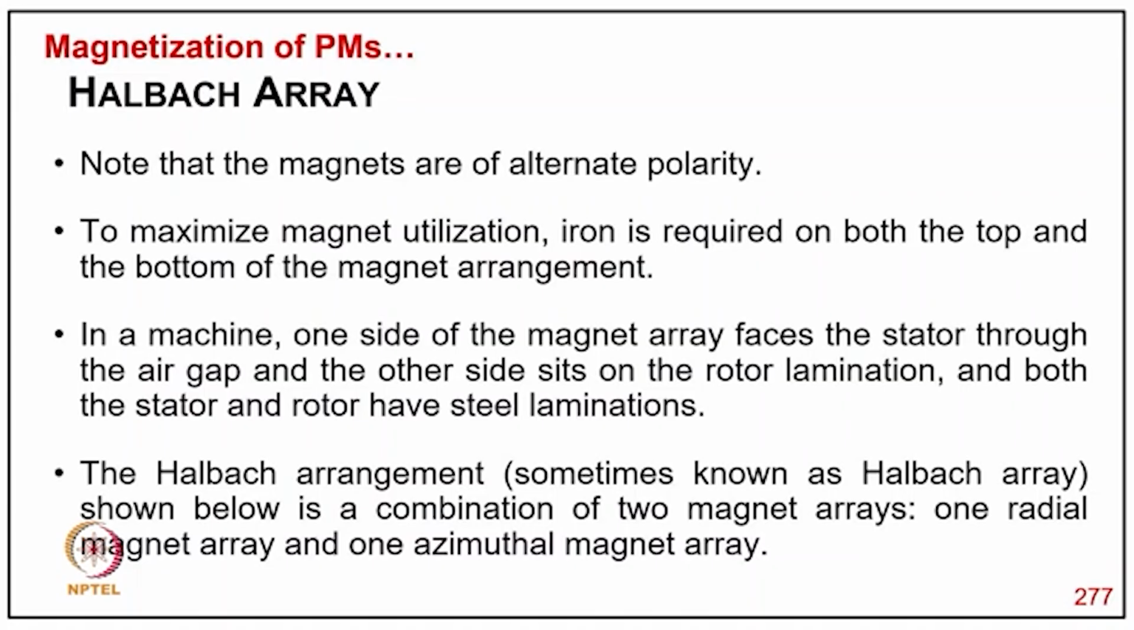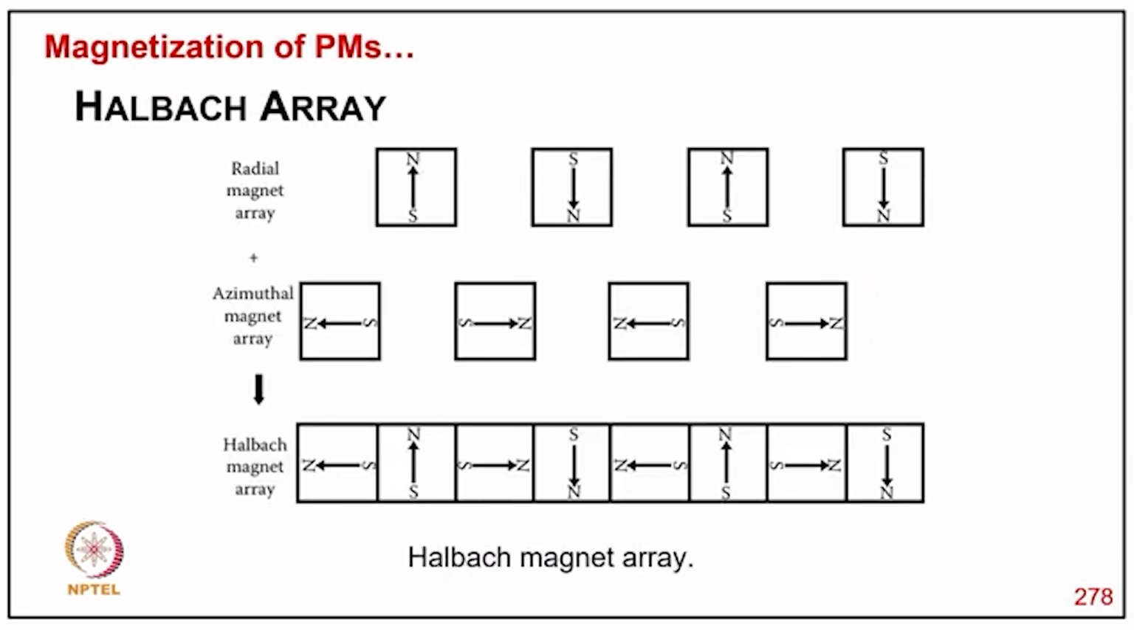The Halbach arrangement, sometimes known as the Halbach array, shown below, is the combination of two magnet arrays, one radial magnet array and another azimuthal magnet array. You can see here a radial magnet array, an azimuthal array, and then finally the typical Halbach array magnet like this.